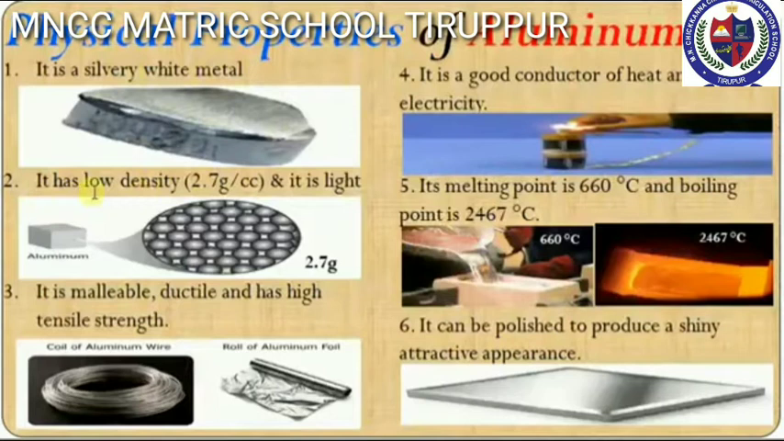First one, it is a silvery white metal. It has low density and it is light. Third, it is malleable and ductile. Fourth, it is a good conductor of heat and electricity. Fifth, its melting point is 660 degrees Celsius. And last one, it can be polished to produce a shiny attractive appearance.